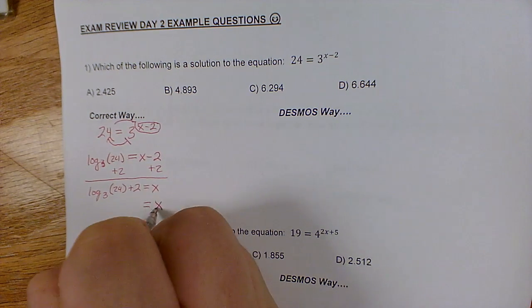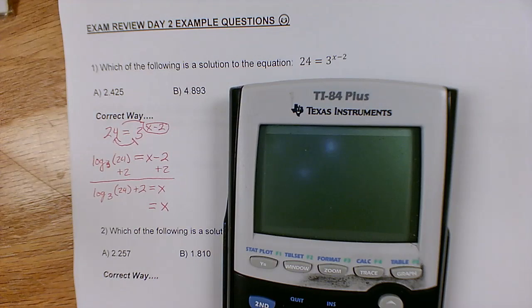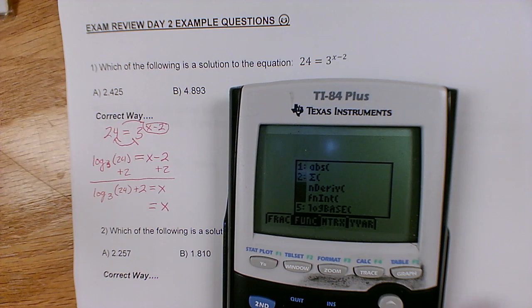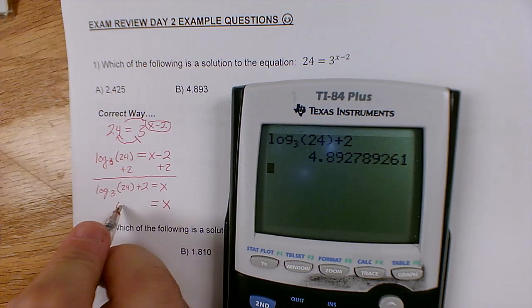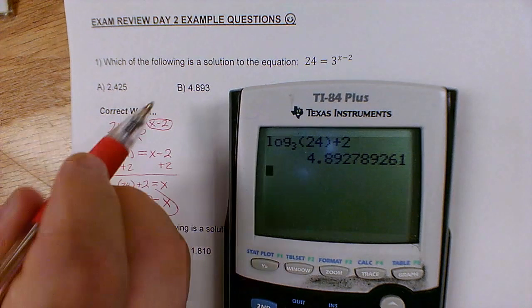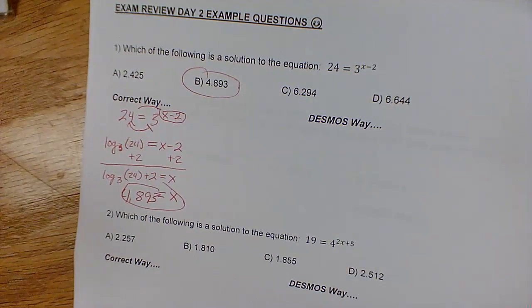And at this point we type it in the calculator. So, reminder how to type this in the calculator. We press alpha window and we go down to log base, put a 3 here, 24 here, and then we would just get out of here to add 2, and we get 4.893 if we rounded. So that would be answer choice B. Now that's the correct way to do it.